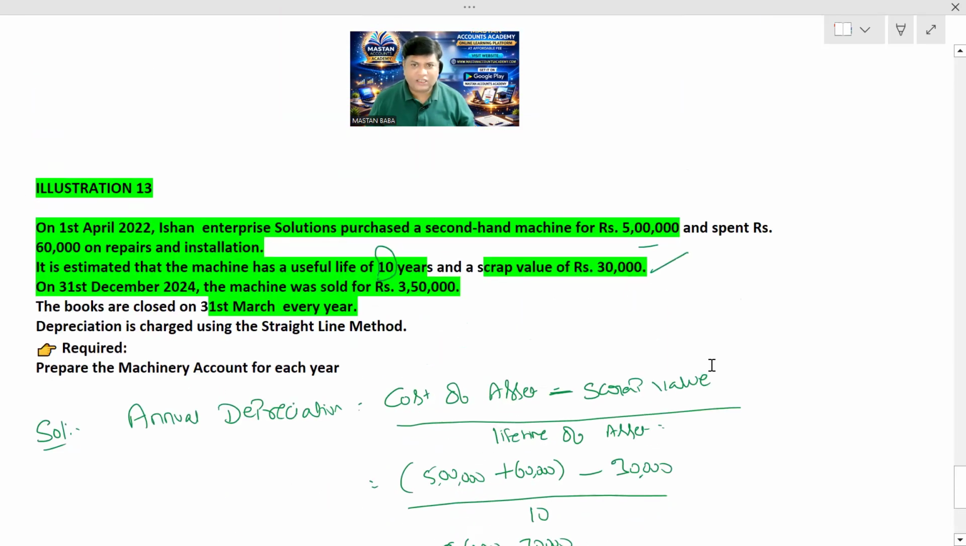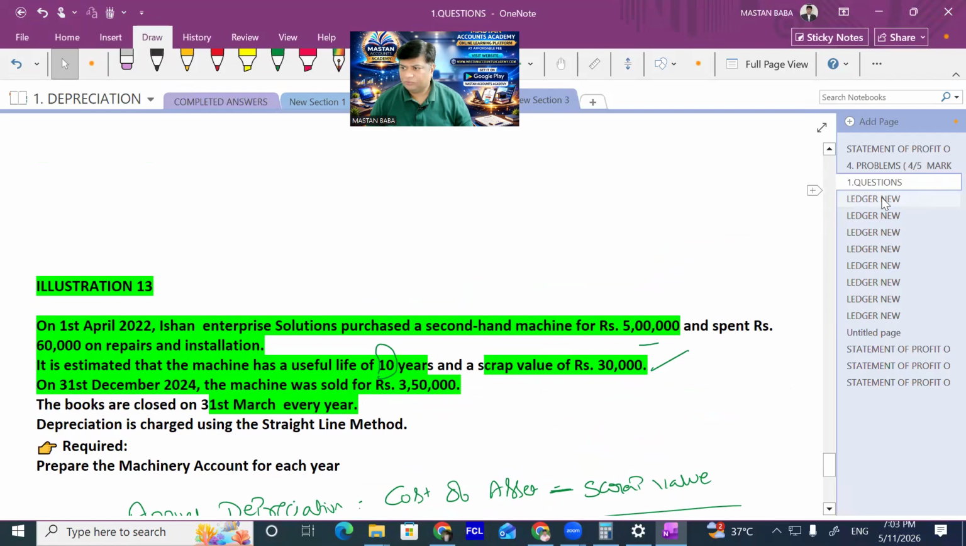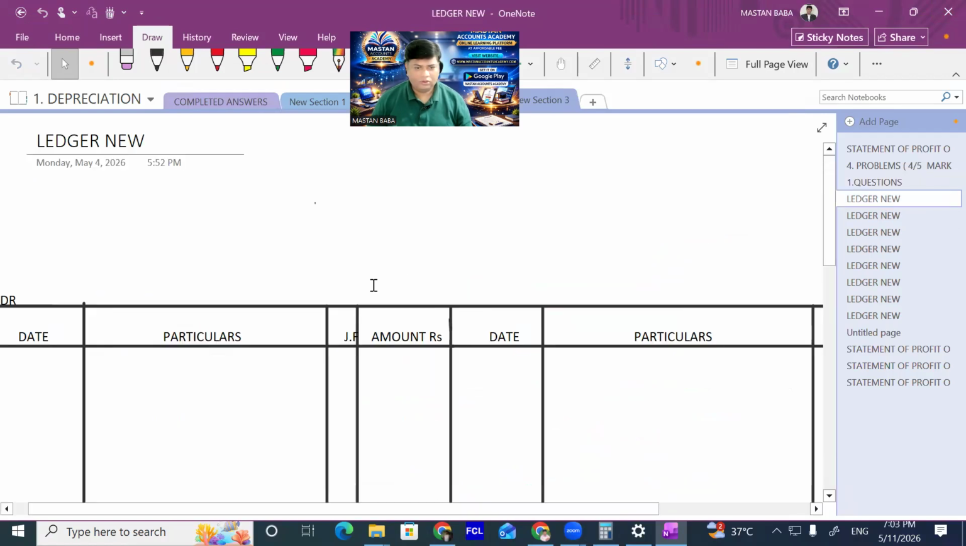Let's once again check the key points of the question. Date of purchasing is 1st April 2022. Asset value 5,60,000 and scrap value 30,000. On which year it is sold? On 31st December 2024. It is sold for 3.5 lakhs and they are following the financial year. So I am opening a ledger account here. So machinery account.